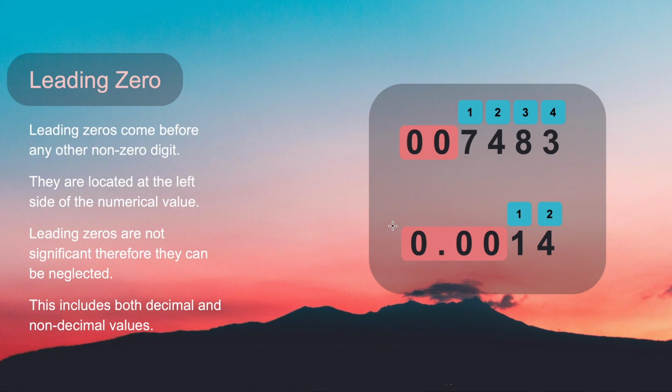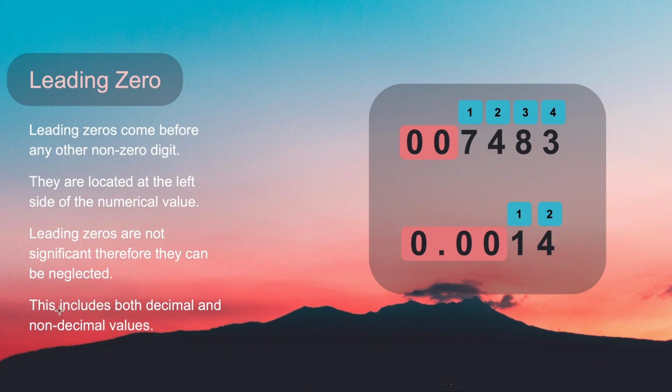Leading zeros come before any other non-zero digit, and they start at the left of the numerical value. So here, leading zero, as I said, is left. They come before any other non-zero digit, which is basically 1 to 9. Leading zeros are not significant, therefore they can be neglected.